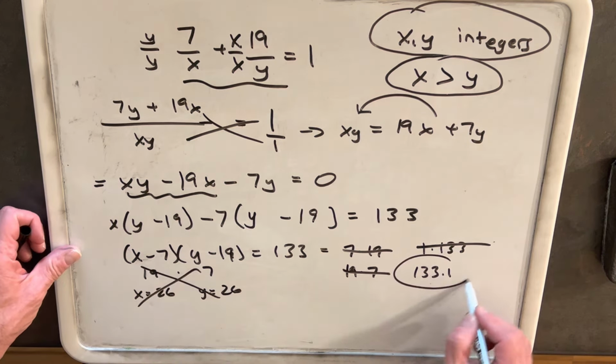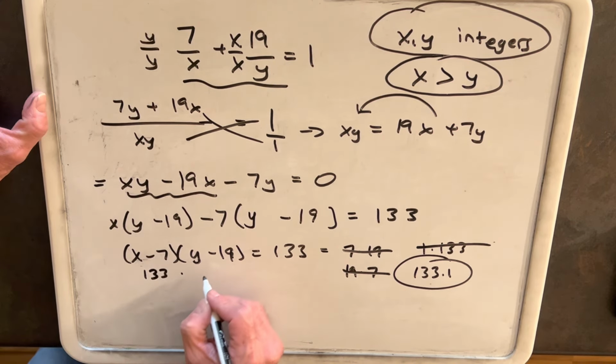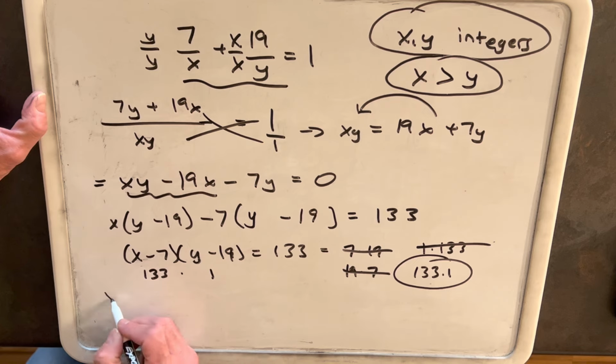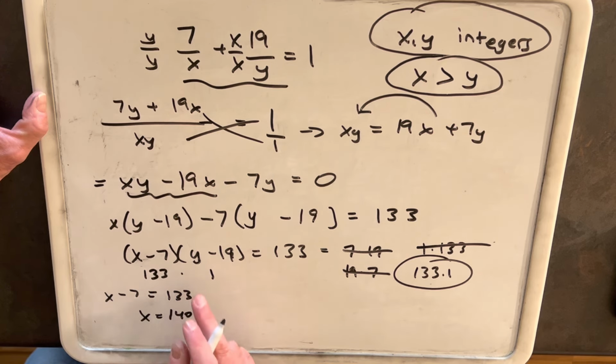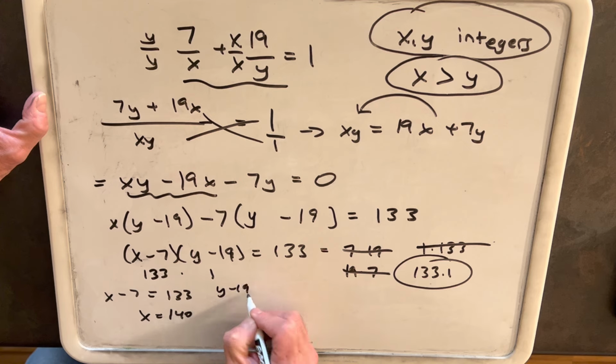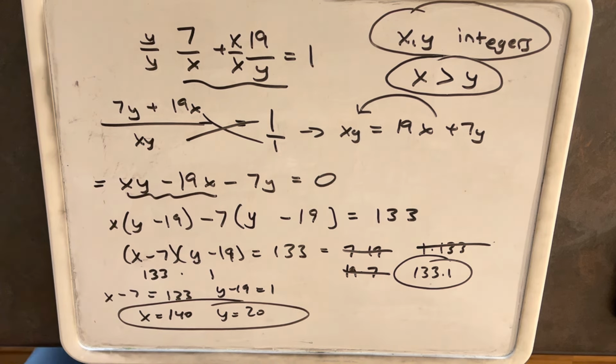So then we want to try this because that's all we have left. So let's try that. If this is 133 times 1, x minus 7 is equal to 133. Adding 7 means x equals 140. And then here, y minus 19 equals 1. Adding 19, y equals 20. And that's going to be our solution.